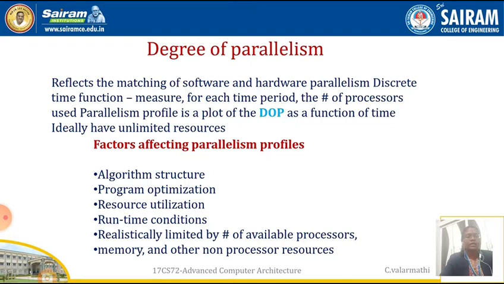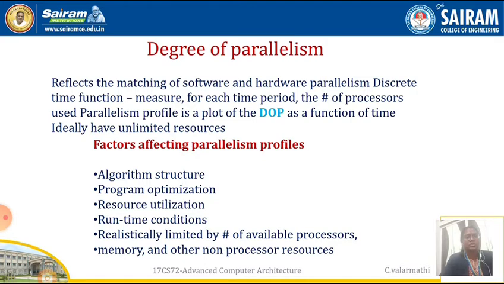Next, I already told you that the parallelism profile is a plot of DOP over a time period. What are the factors which affect the parallelism profile? The first one is the algorithm structure, that is, the design of your software. Others are program optimization, resource utilization, runtime conditions, and realistic limits by the n number of available processors, memory, and other non-processor resources. These are the important factors which affect the parallelism profile. The first one is algorithm structure. Obviously your algorithm should be adaptable to parallelized computers. It should adapt to the n number of processors, and it should be prioritized for n processors.